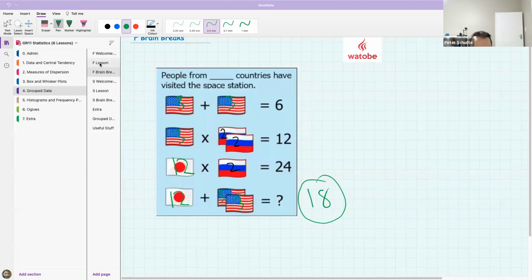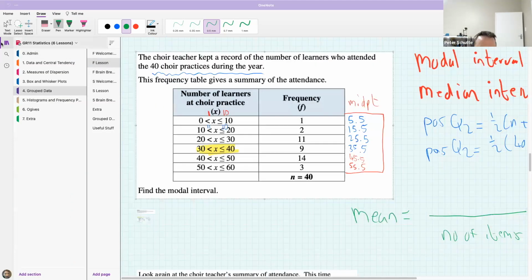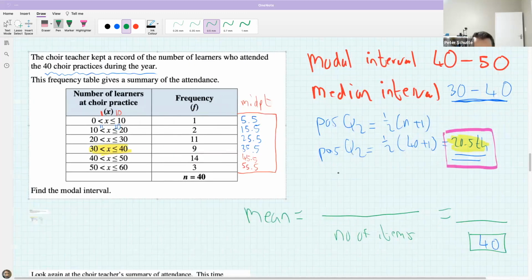Okay, so I hope you enjoyed that brain break there. I want to come back to how we can estimate the mean. Now we're going to use our calculator to help us, but just to show you what we would have to do if we didn't use a calculator.